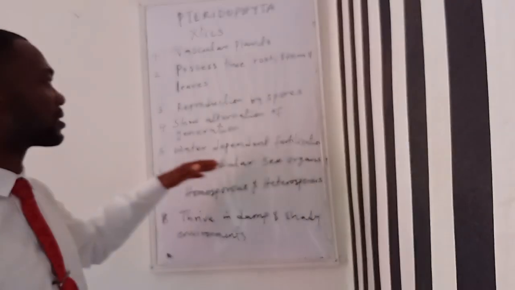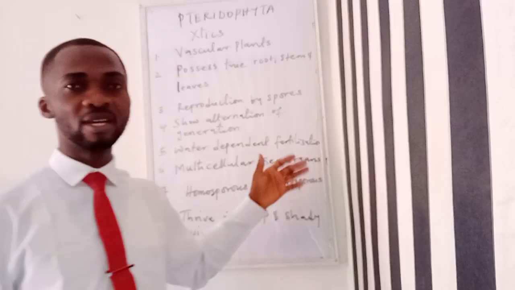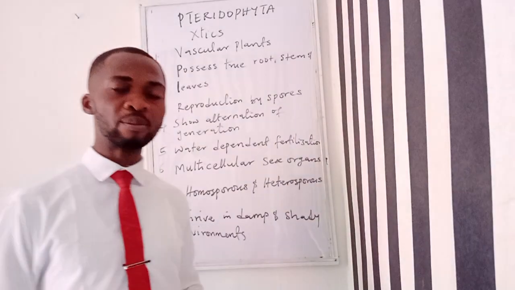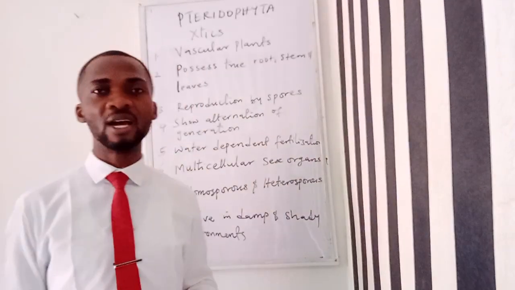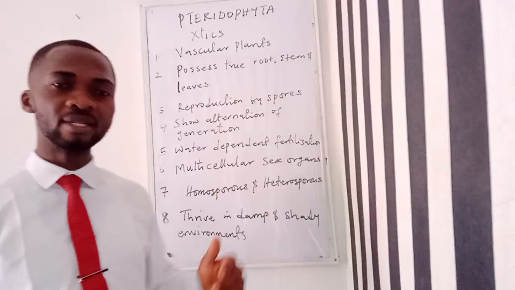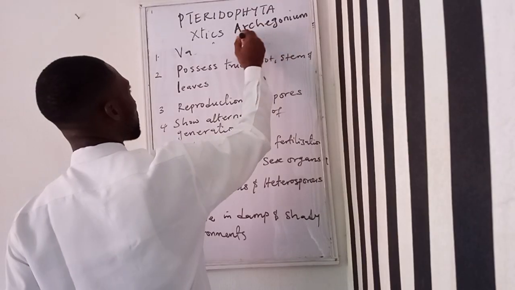Then they have multicellular sex organs. This is correct too, and you can also see this in bryophyta. So the two sex organs that are present in pteridophyta are the archegonium and the antheridium. The archegonium, this is the female sex organ.